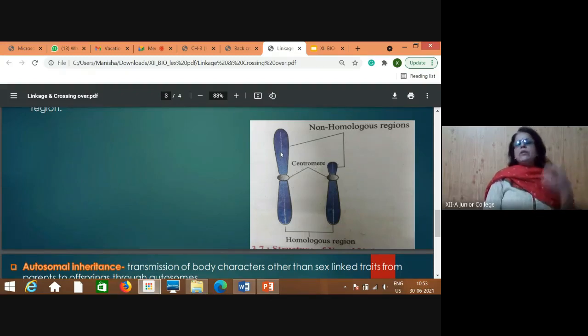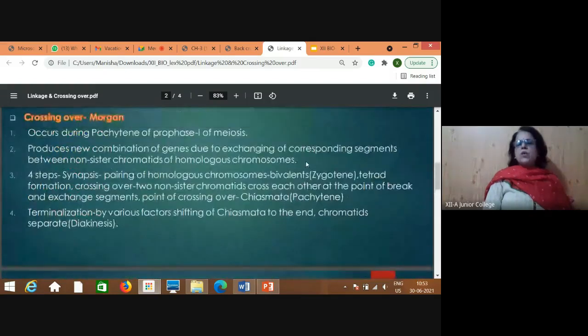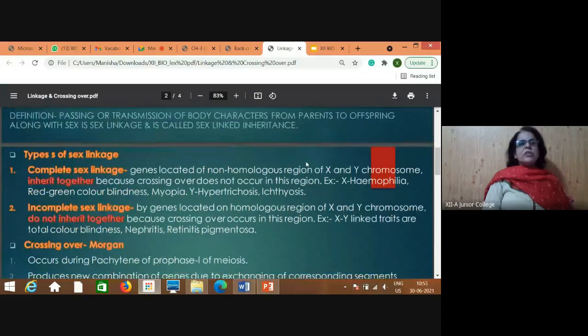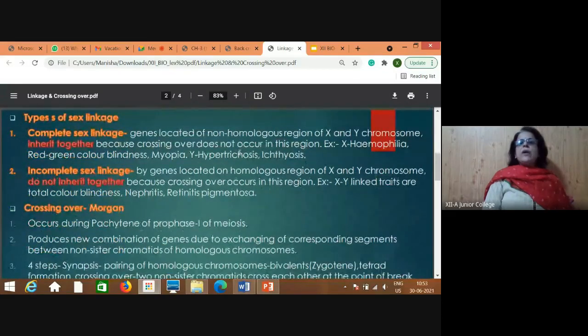So X will come in X and Y in Y, like that. They will be inherited as they are. There are no possibilities of crossing over because of their dissimilar nature. That's why there is no crossing over, and that's why this is called complete sex linkage.